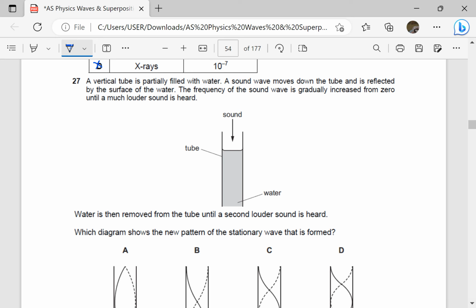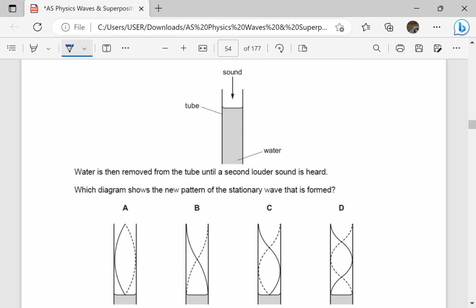A vertical tube is partially filled with water. A sound wave moves down the tube and is reflected by the surface of the water. The frequency of the sound wave is gradually increased from 0 until a much lower sound is heard.